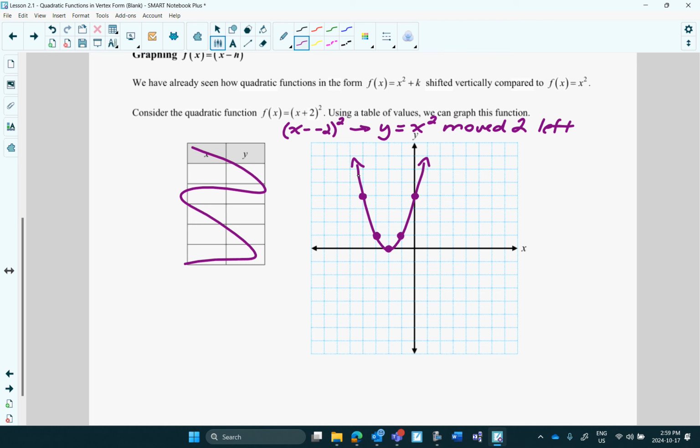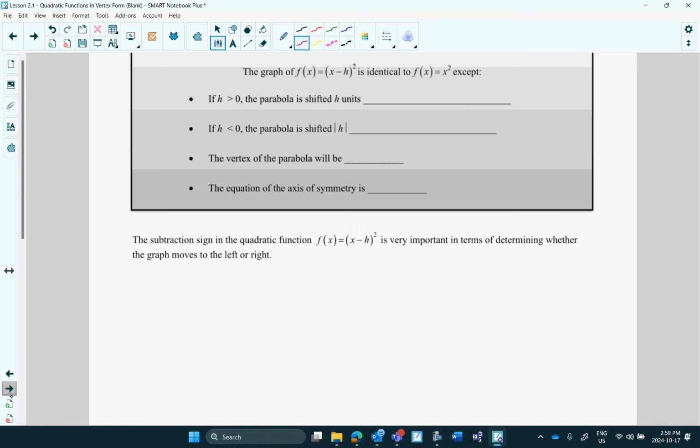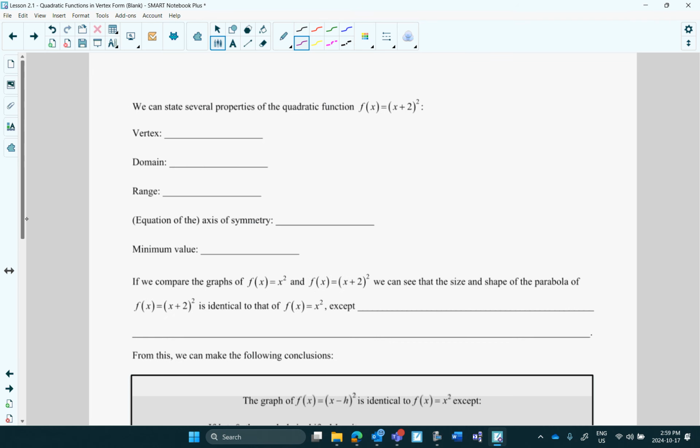All right, let's have a look. Tell me all the properties. Oh, -2. Vertex is a point: -2, 0. Domain is always negative infinity to positive infinity. What's the range of this one? 0 to infinity, 0 with the bracket to infinity.